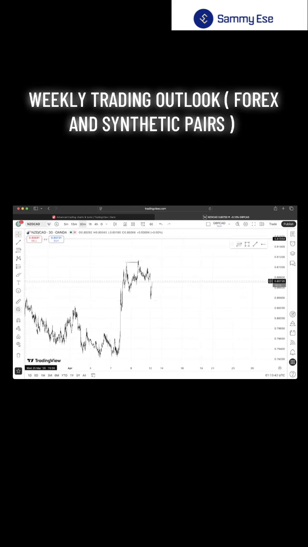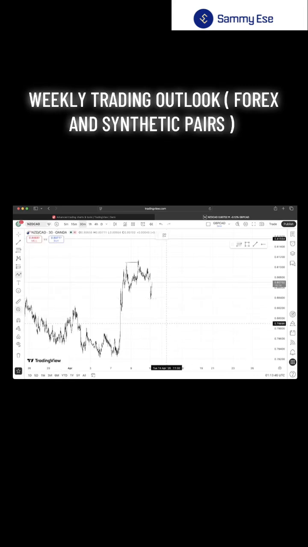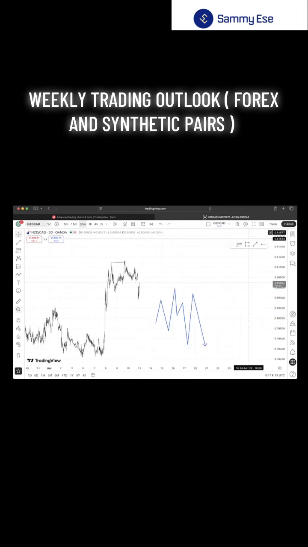It's the type B setup. You can have something like this, a sweep. Again, the break of structure is not immediate. You can see something like this, 50% retracement, and then now break of structure, and then price has to come here, and then our target will be here. This is the type B setup basically.